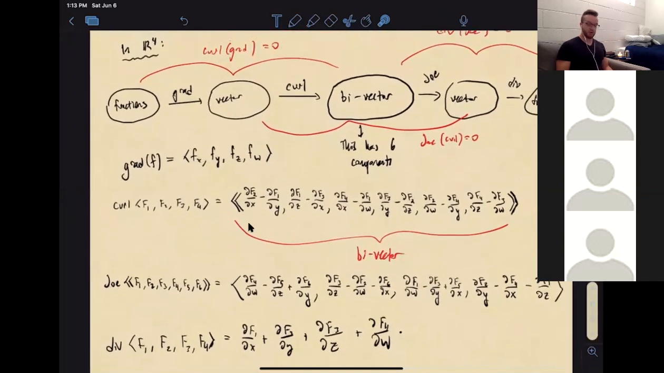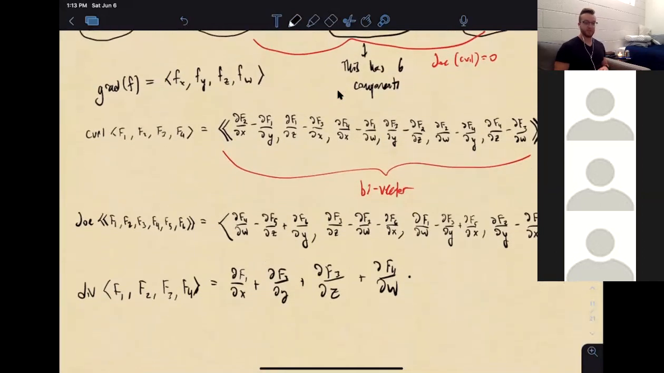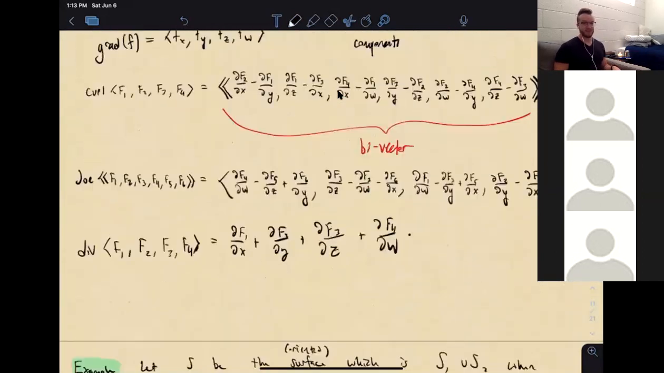So tomorrow, when you're working on 3-dimensional math and you're stressed out and pulling your hair out, just take a breath and tell yourself, at least I don't have to compute the Joe. Okay, that was our warm-up. Now we can do some slightly more down-to-earth math.